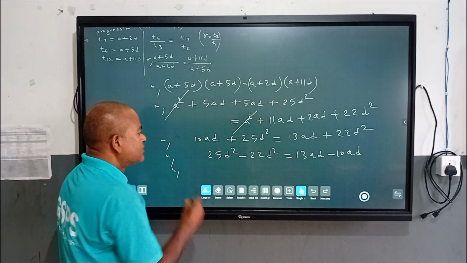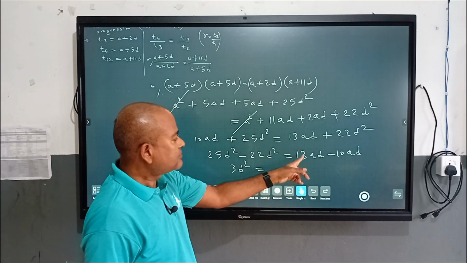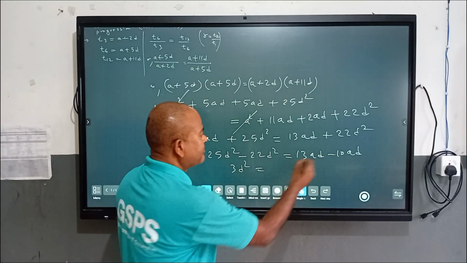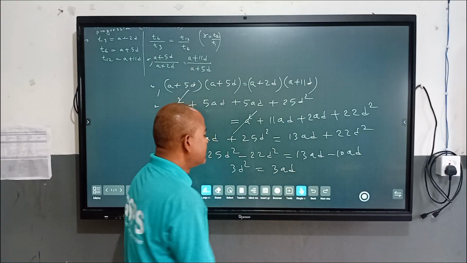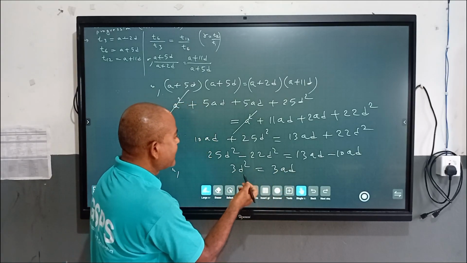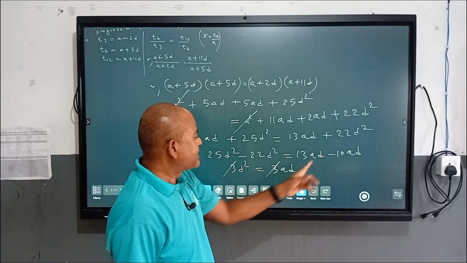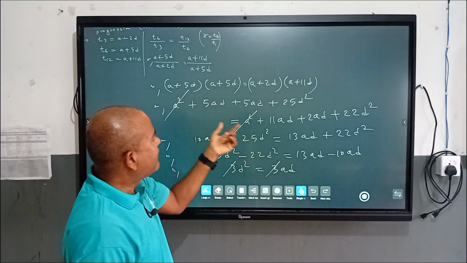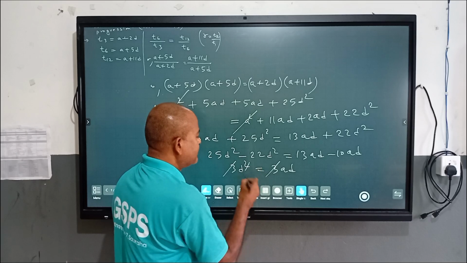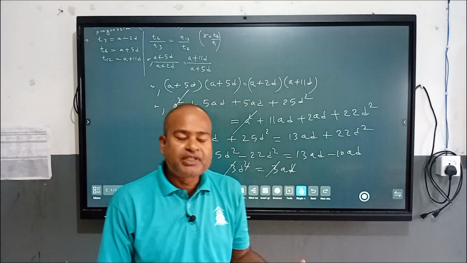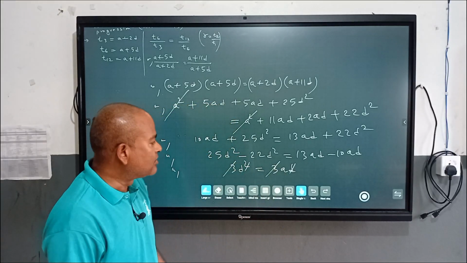So dear students, 25 minus 22, we get 3d square equals 13 minus 10, we get 3ad. So dear students, we can cancel now 3, because 13 minus 10 we get 3, and again 25 minus 22 we get 3d square. Again we can cancel d and d, because the common difference cannot be 0 in arithmetic or in geometric progression, so we can cancel d on both sides.